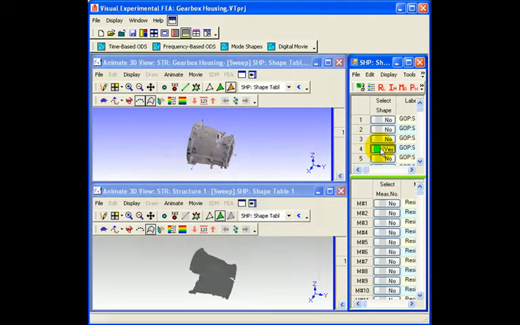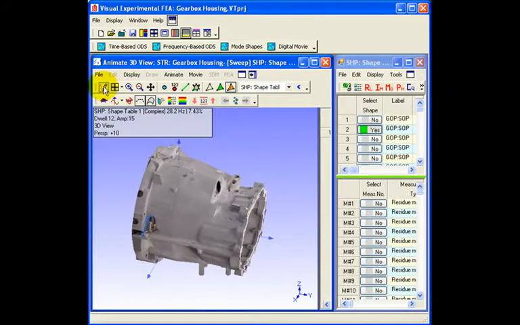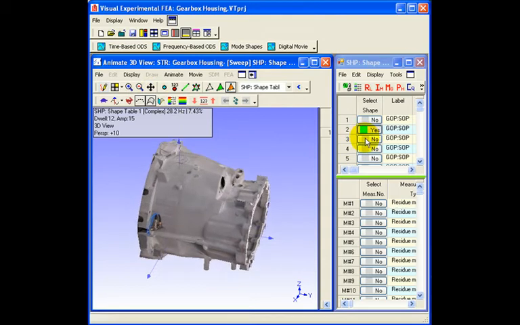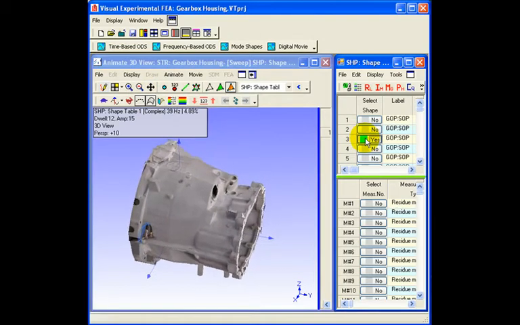the photo model. Animation of the modes of the 11,000 plus point 3D photorealistic model of the transmission case is far superior to a traditional stick model animation, virtually bringing the structure to life.